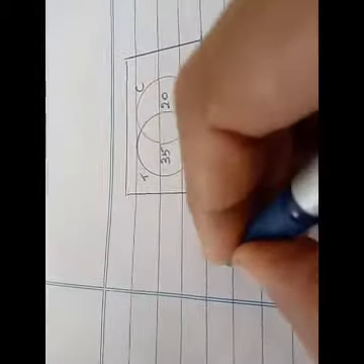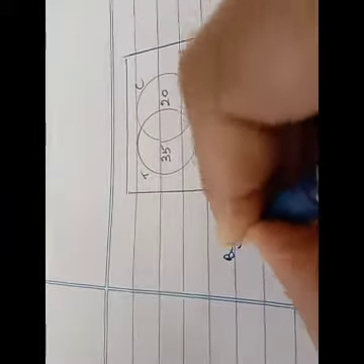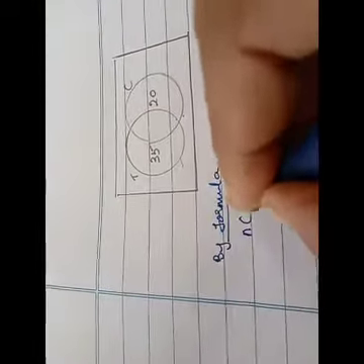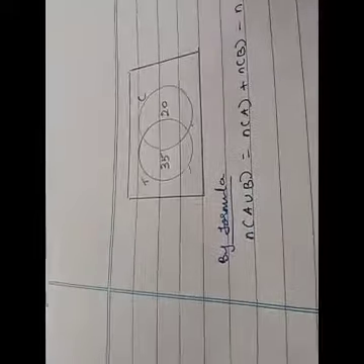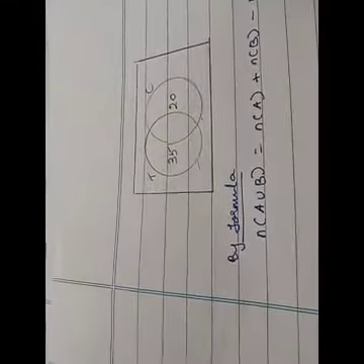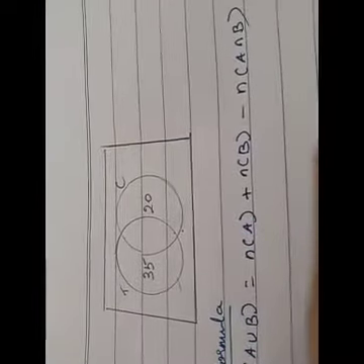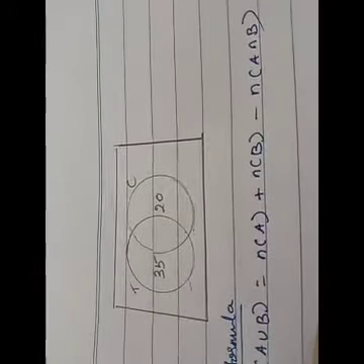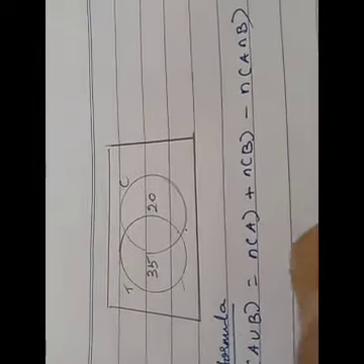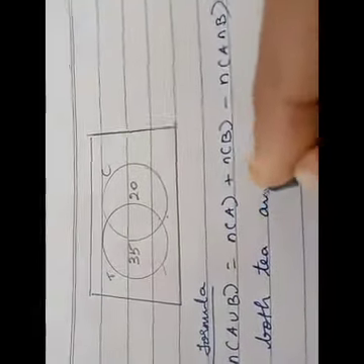Therefore, by formula, n of A union B is equal to n of A plus n of B minus n of A intersection B. Now your question is to find the people who like both tea and coffee.